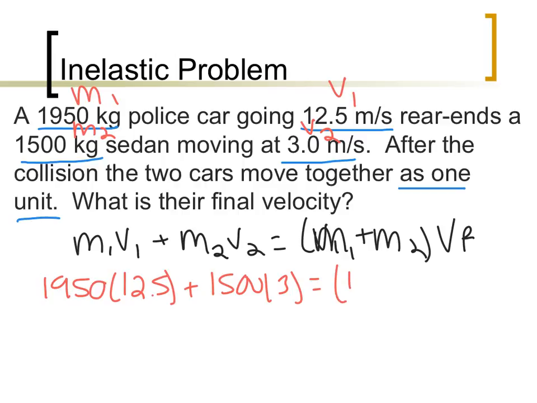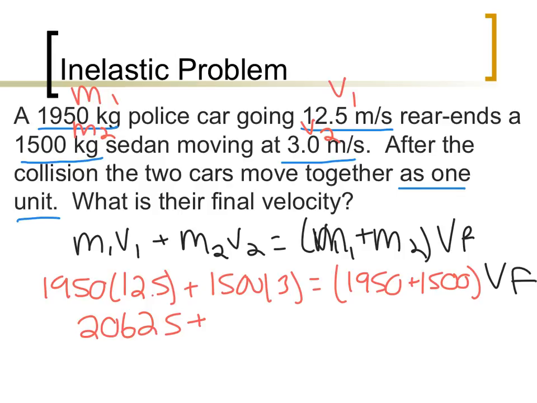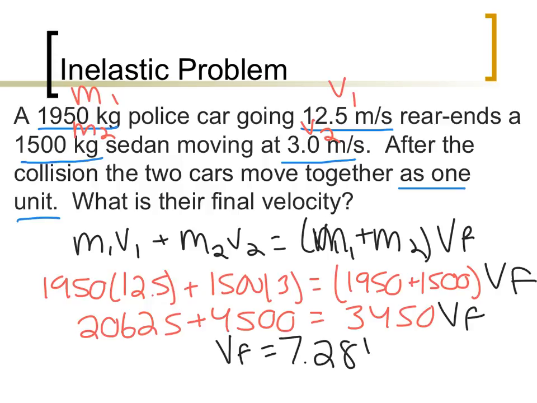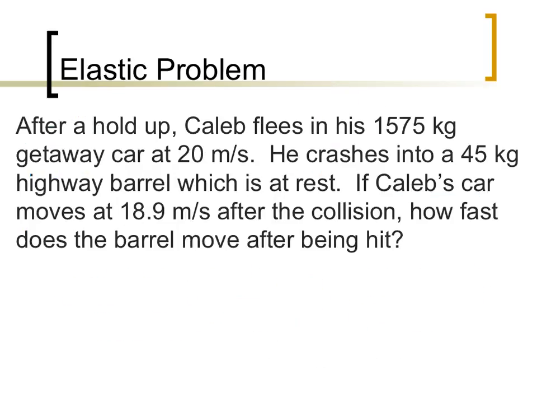I'm going to combine my masses, so 1950 plus 1500, and then we're solving for VF. I'm going to write out my work so you can make sure that you're following along and understand how I get my numbers. One of the biggest errors at this point is actually just the algebra, so make sure that you're not making mistakes on that. Remember, we're solving for VF. After I solve for VF, I'm going to get 7.28 meters per second.